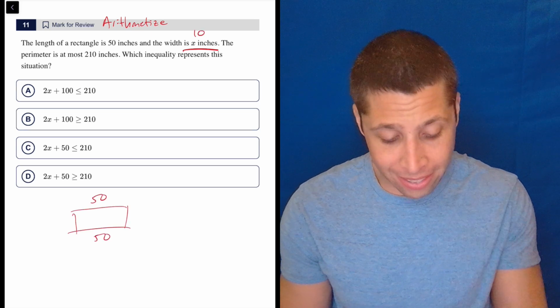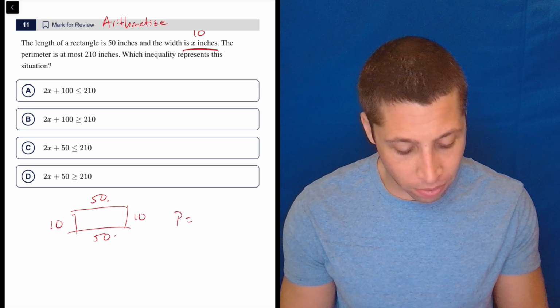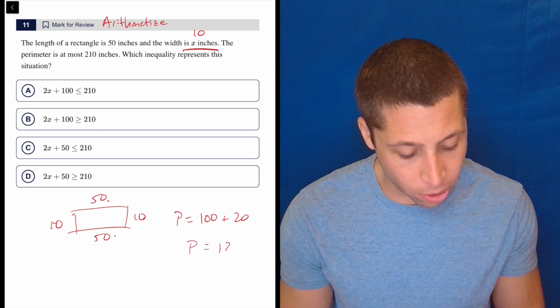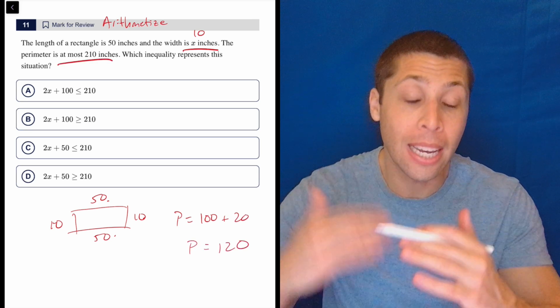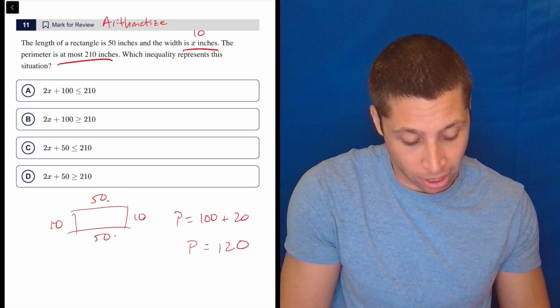Let's just see what happens if x is 10, right? So that would be the width. So what's the perimeter of this thing? It's 50 plus 50, that's 100, plus 20. So my perimeter is 120. How does that sound? The perimeter is at most 210, meaning it can't be more than 210. So that checks out, right?